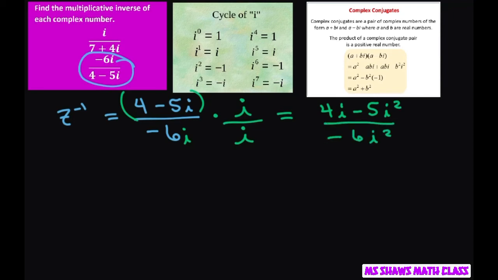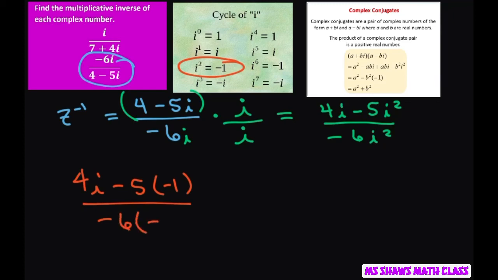All right. Now substitute my i squared with negative 1. So 4i minus 5 times negative 1. And then you have negative 6 times negative 1. So this gives me 4i plus 5 divided by 6.